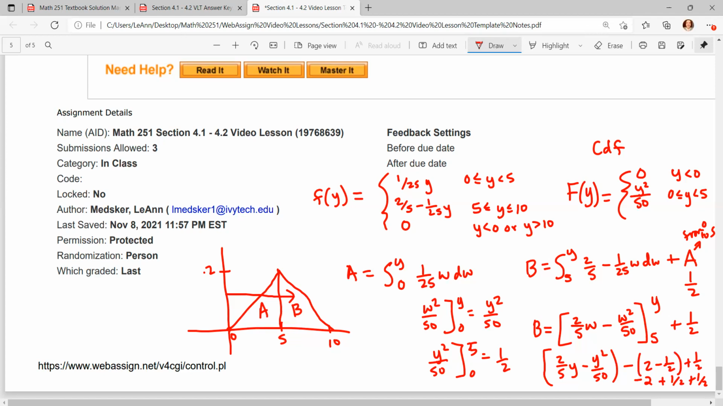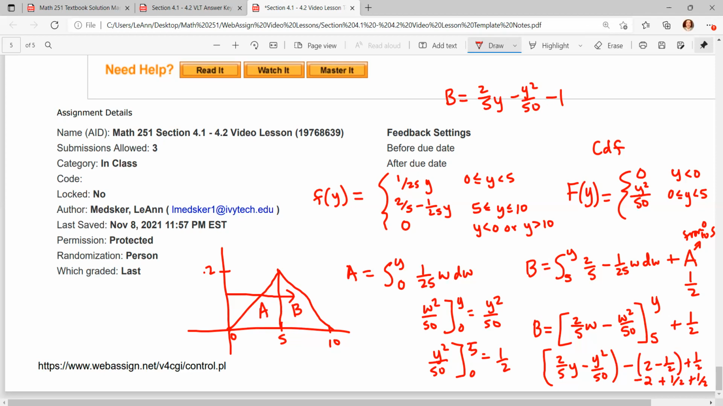I'm going to write it up here because I'm running out of room. So for part B, it's going to be 2/5 y minus y squared over 50, and that ends up being a minus 1. Okay, so you could leave it like that and plug it in and let it be a quadratic, and maybe reorder it as y squared and y and then the minus 1.